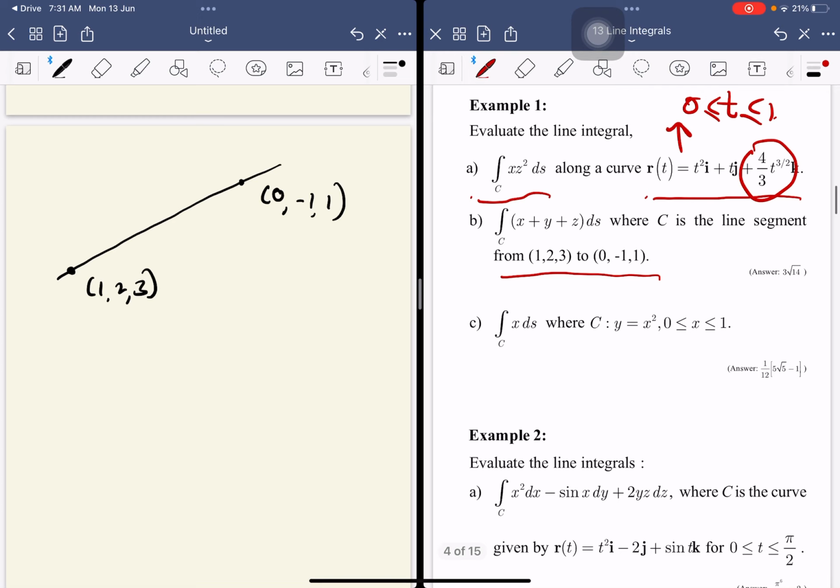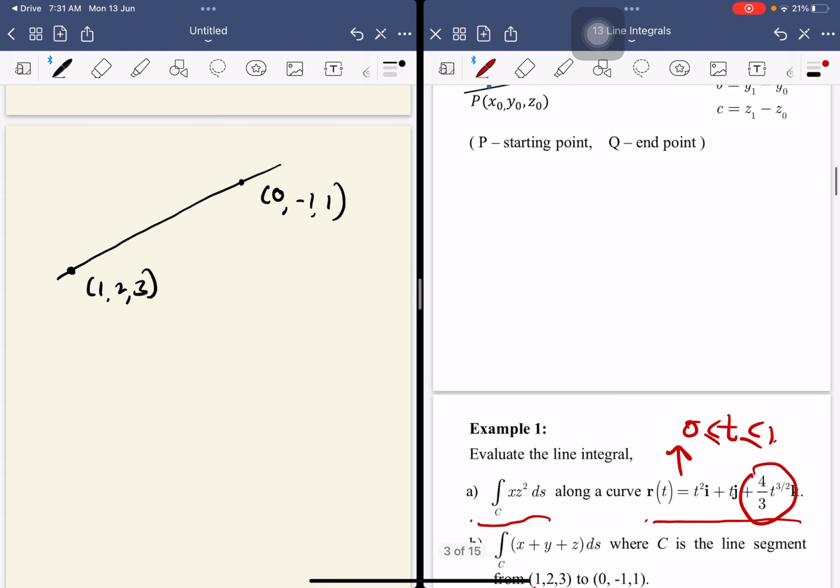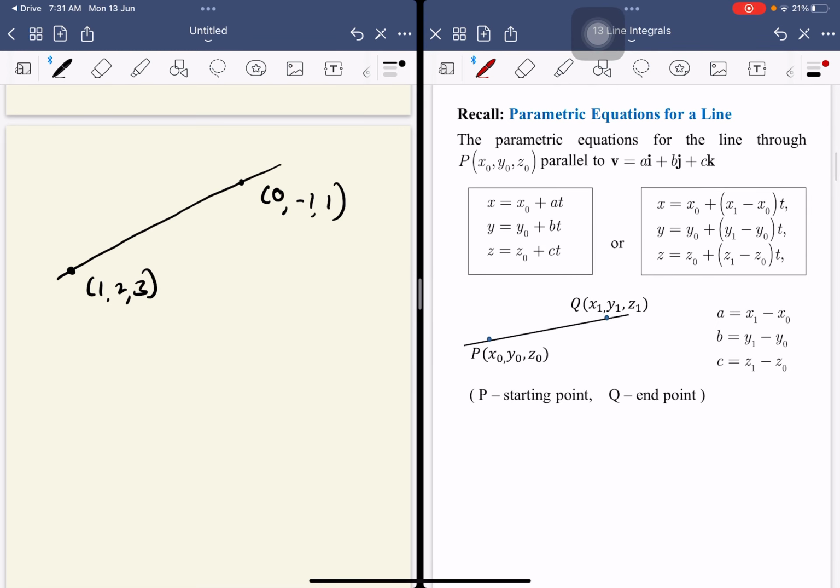So from here, this is going to be x naught, y naught, and z naught, right? So from here we're going to use this one. Let's figure out the equation of the curve first, the line segment from this point to this point.